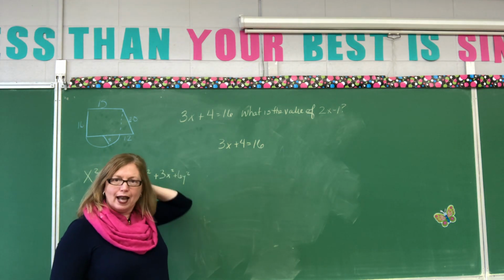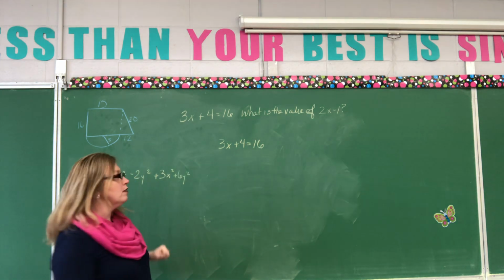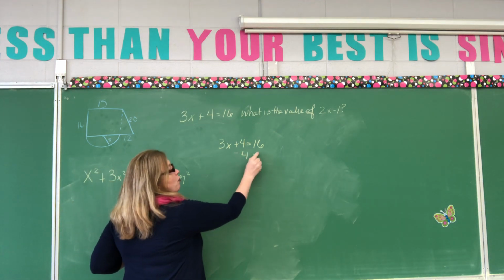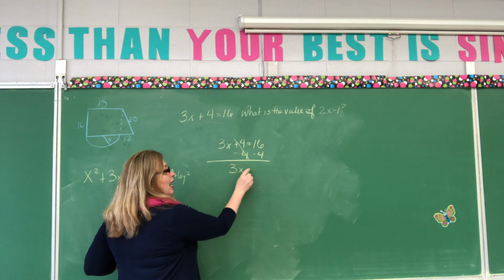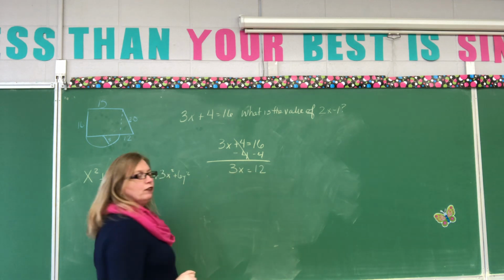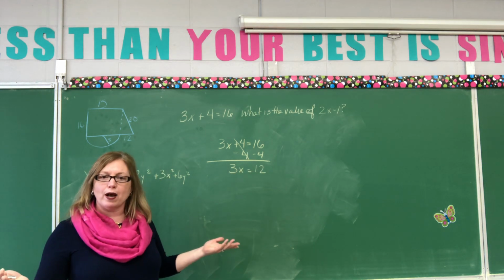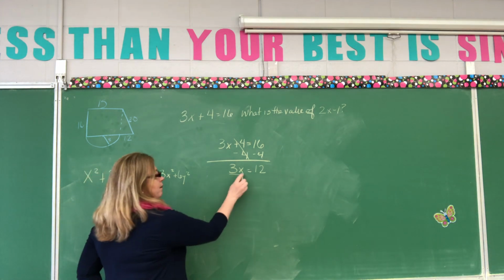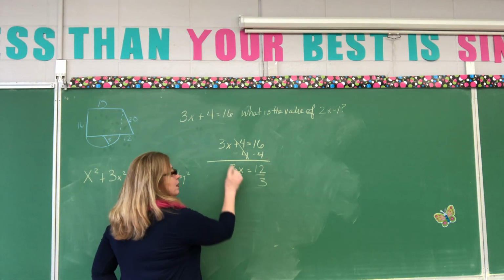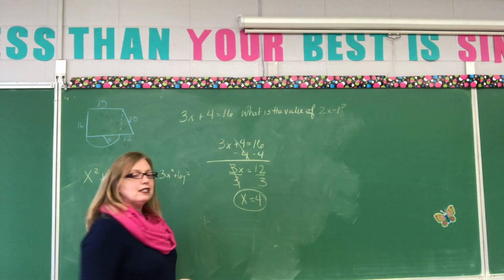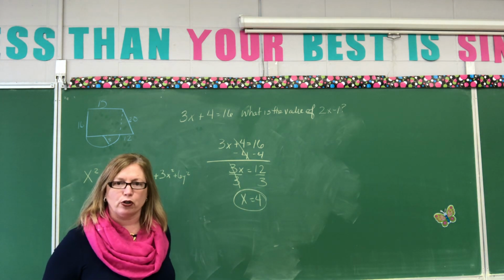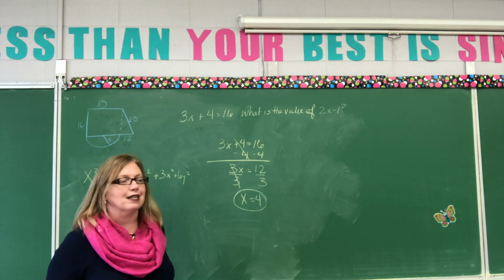Again, I want to get x by itself, and so I do the opposite of what it says. Subtract 4 from each side. This side cancels, leaving me 3x equals 12. 3x means to multiply, so I know that I'm going to divide. Divide by 3. This cancels, leaving me x equals 4. X equals 4 is not my final answer. It simply tells me what x is.